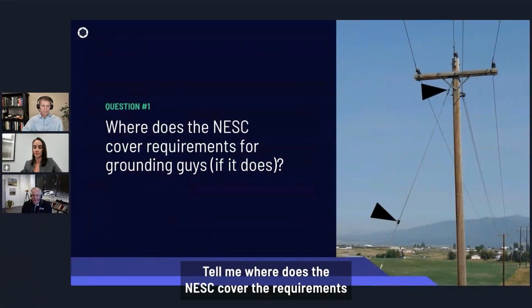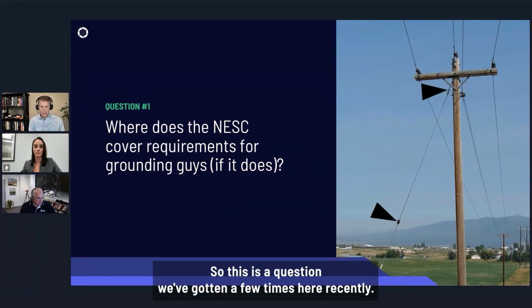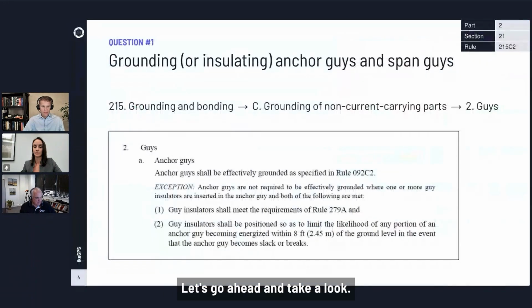Tell me, where in the NESC are the requirements for grounding of guys, and any information on that? Yeah, thanks, Mel. This is a question we've gotten a few times here recently. Let's go ahead and take a look.